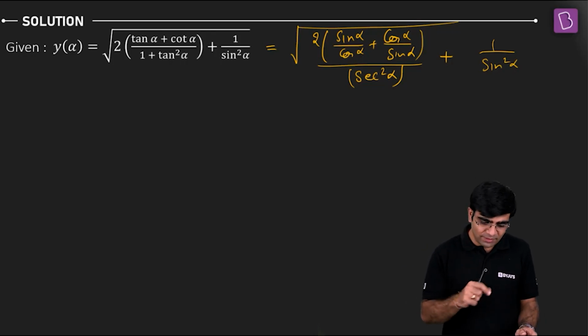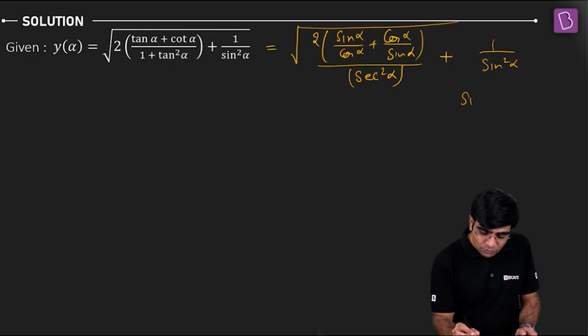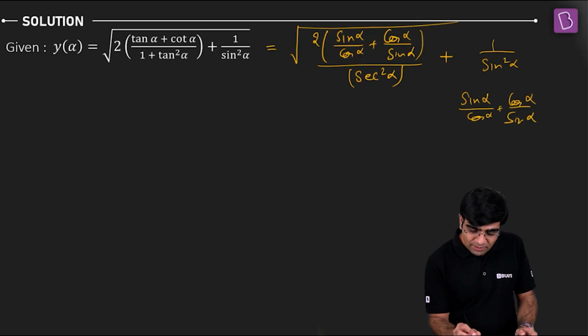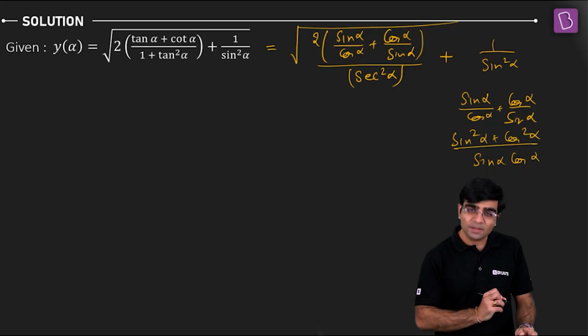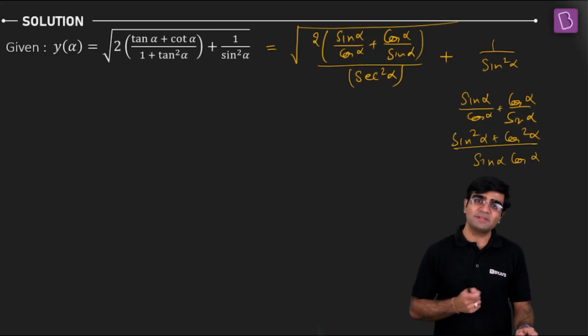Okay, so let's modify it further. So if I have sine alpha by cos alpha plus cos alpha by sine alpha, what do I have here? That will give me, the LCM becomes sine alpha cos alpha. What have I got here? Sine square alpha plus cos square alpha. What is sine square alpha plus cos square alpha? 1. What eventually I reach is 1 upon sine alpha cos alpha.